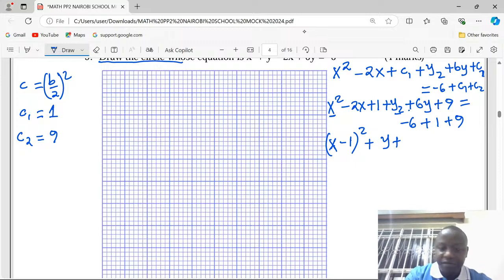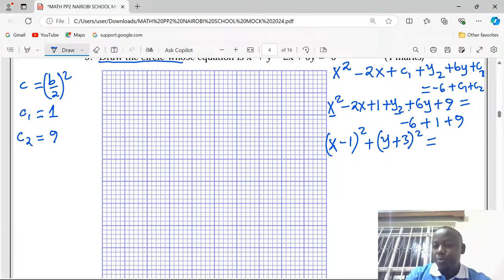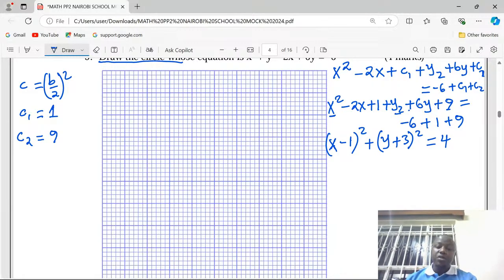The sign is positive, adjacent sign is positive. Then I add the square root of 9, which is 3 squared. This will give me negative 6 plus 1 plus 9, which is negative 6 plus 10. This will be positive 4. So now the equation of a circle generally is supposed to appear this way.